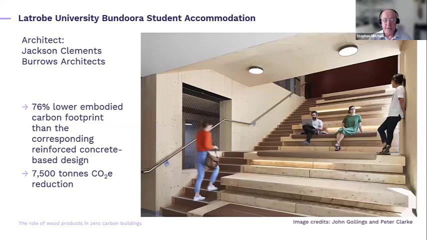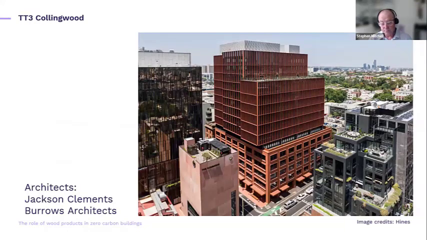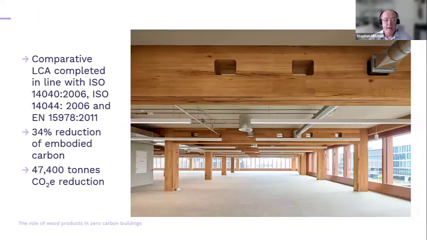Next is the La Trobe University, Bundoora student accommodation, a similar order of magnitude of embodied carbon reduction compared to the reinforced concrete-based design, a 7,500 tonnes of CO2 equivalent reduction. And lastly, the recently completed T3 Collingwood. They've done a comparative life cycle assessment in line with the international standards listed there, and found a 34% reduction of embodied carbon by using these sustainably sourced wood products.